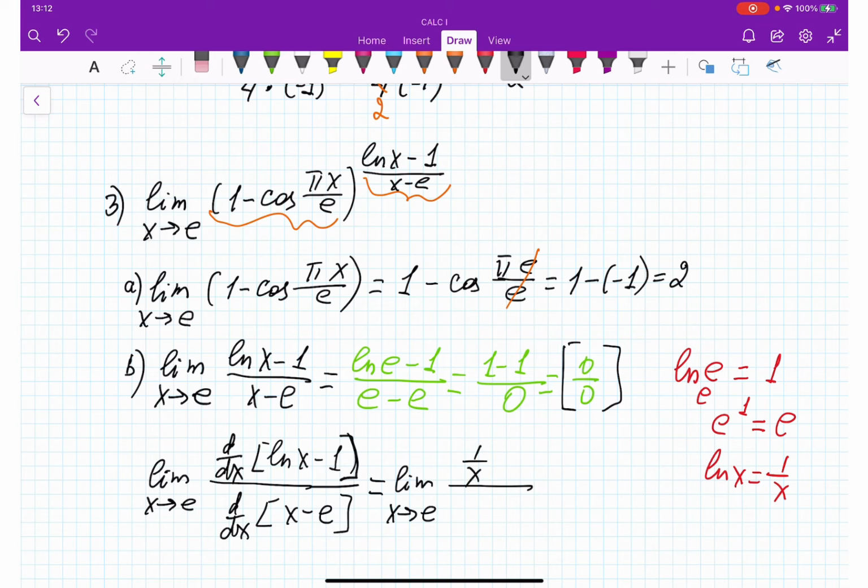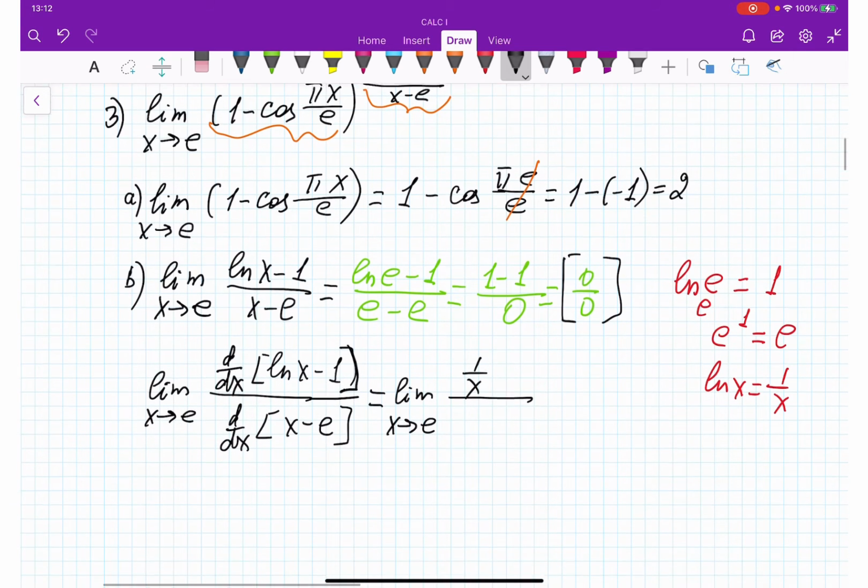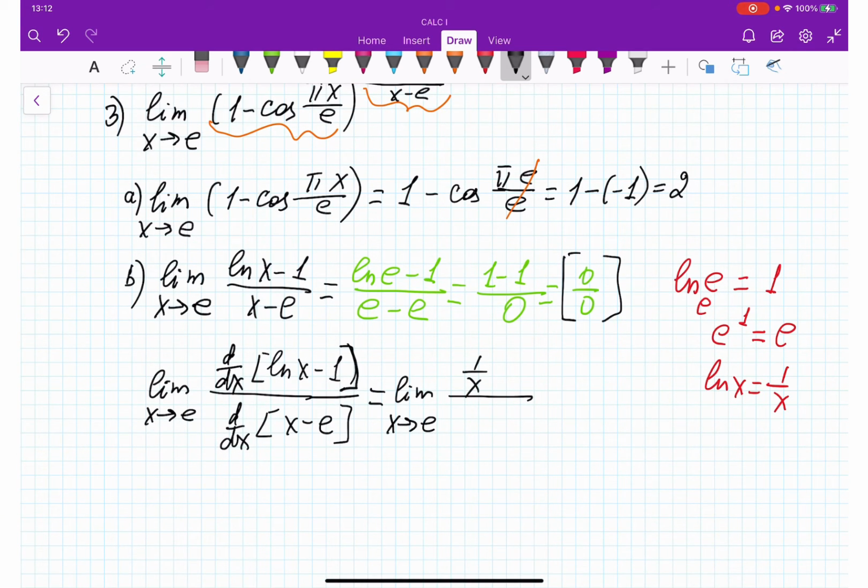1 over x, the derivative of 1 is 0 because it's a constant. Now the derivative of x in the denominator is 1. And for the derivative of e over x, e is acting as a constant, right? Let me do it here, e over x. e has nothing to do with x, so it's a constant. If it were 3, it would be the same way, so it's going to be 0.